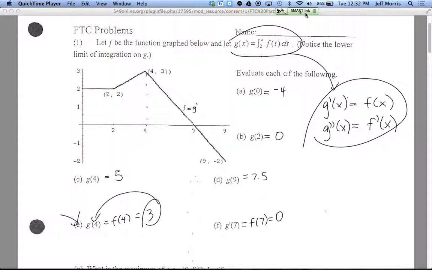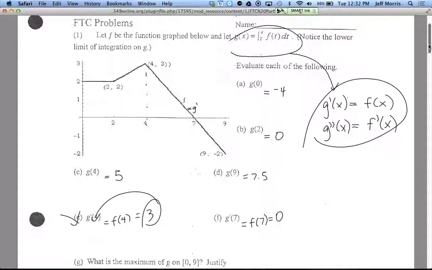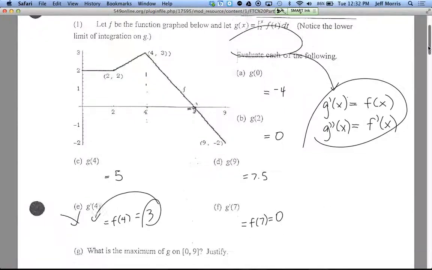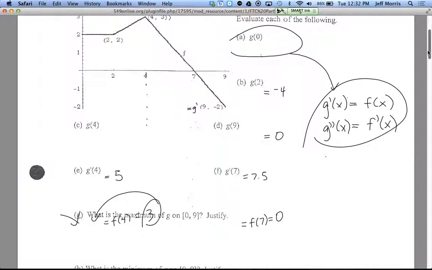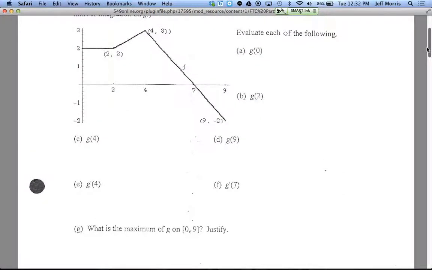Okay, pretty cool. All right, I need to scroll down, but I'm going to have to erase some stuff, I think. So what's the next question ask? What's the maximum of g from 0 to 9? You guys are going to have to keep track of this now. Can you do this by looking graphically? Here's the deal. We've got g prime of x equal to f of x, and we got g double prime of x equal to f prime of x. I don't know if I need this one yet, but I definitely need this one.